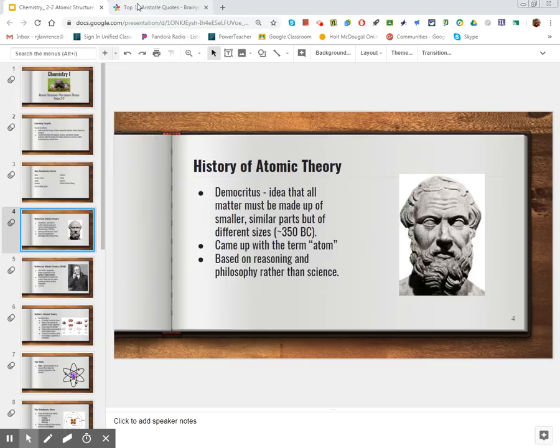So when you looked around and you saw a piece of matter, you could break it up, but eventually it would come to some small, what we would call a Lego block, some building block that could not be split up anymore. The word he used for this was atom, which literally means indivisible. And so again, Democritus' work was based upon logic and reasoning and not necessarily science.